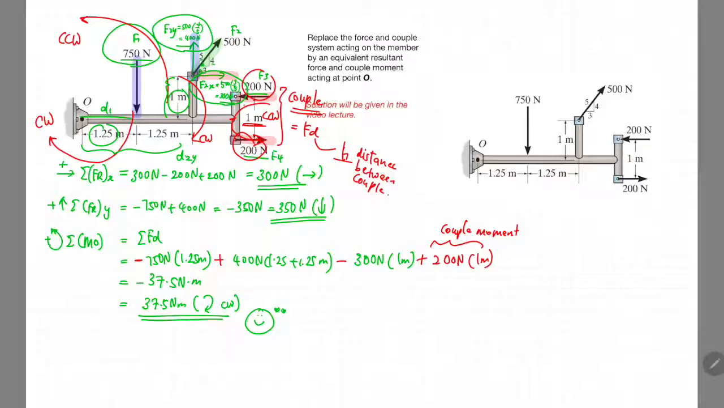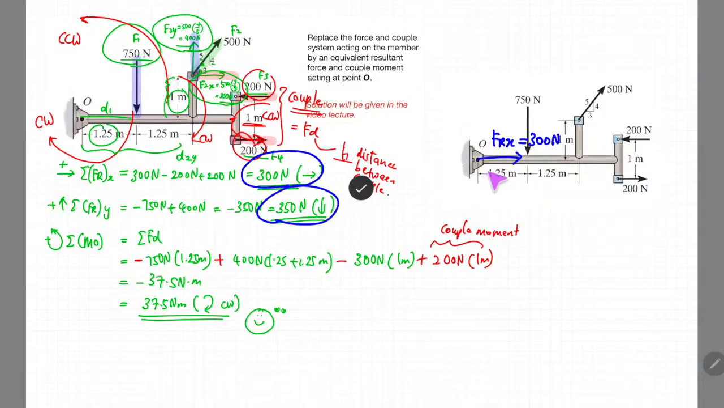All this calculation simply means that all the external forces acting on the body can actually be simplified at one point, which is point O. So we know that the resultant force in the x direction is 300 Newton. So we can redraw it in our picture like this. The direction is to the right and the magnitude is 300 Newton. We also know that the resultant force in the y direction is 350 Newton, but the direction is downward. Okay, so this is how it looks.